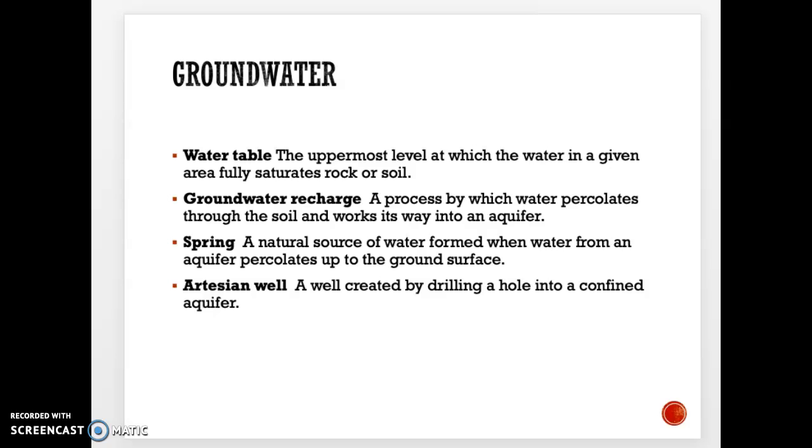More on groundwater, you've got your water table, which is the uppermost level at which the water in a given area will fully saturate the rock or soil. Groundwater recharge is where water can percolate through the soil and make its way into an aquifer. A spring is a natural source of water formed when it gets to the ground surface. The water can actually percolate due to natural pressure of the land on the water, and it can actually push it up and out of the spring.